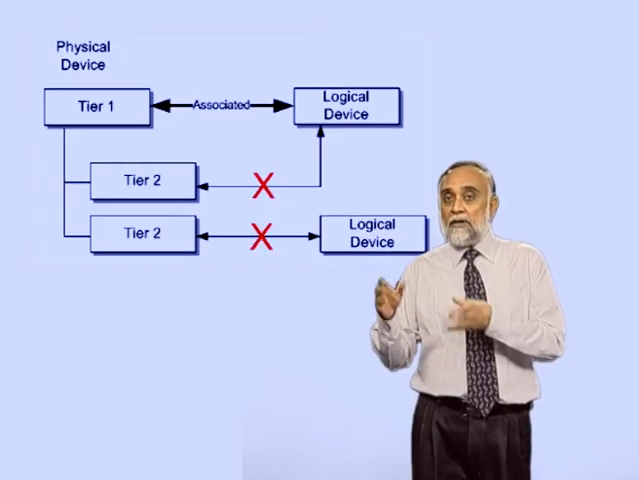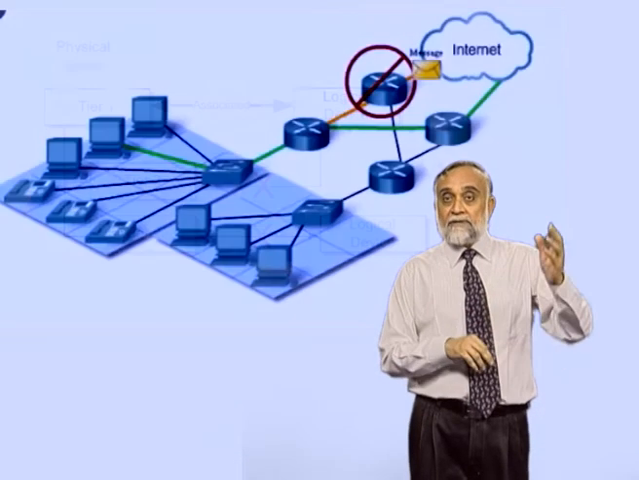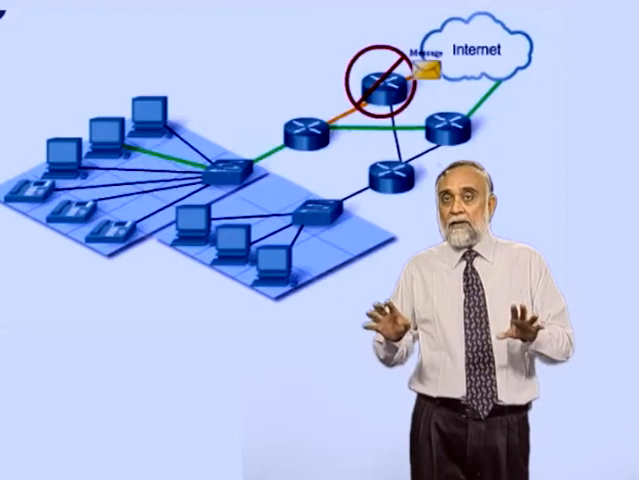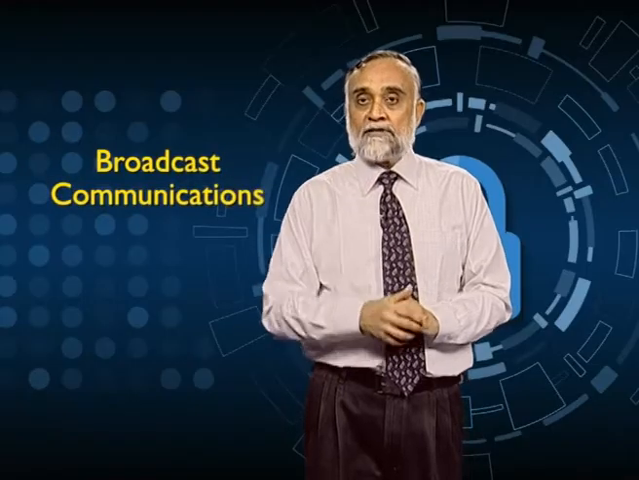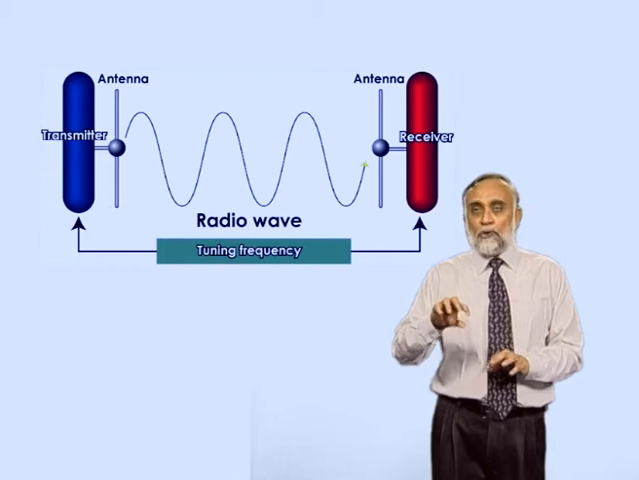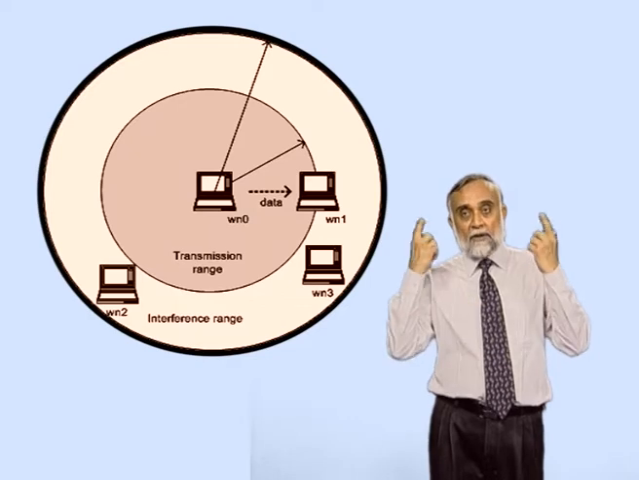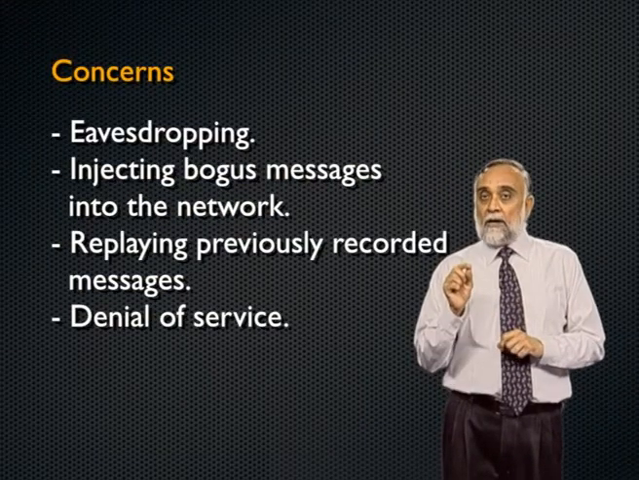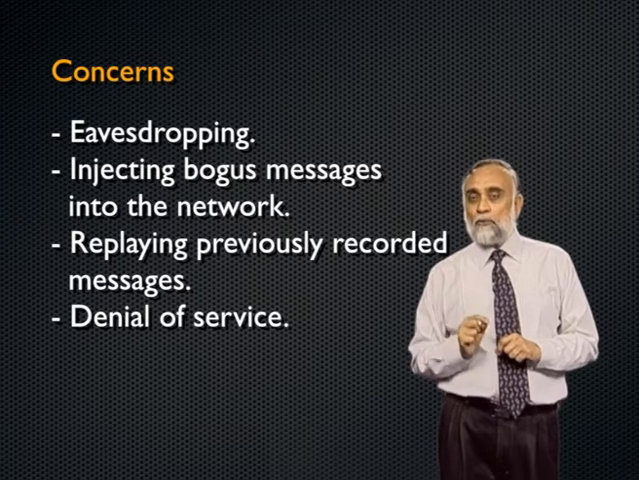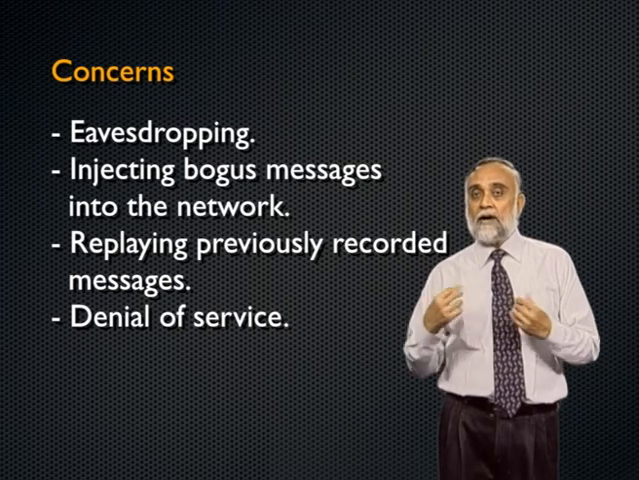Physical connections between devices are replaced by logical associations. Sending and receiving messages do not need physical access to the network infrastructure. Broadcast communications: wireless usually means radio, a broadcast. Transmissions can be overheard by anyone within a range, and the concerns here are eavesdropping, injecting bogus messages into the network, replaying previously recorded messages, or denial of service.